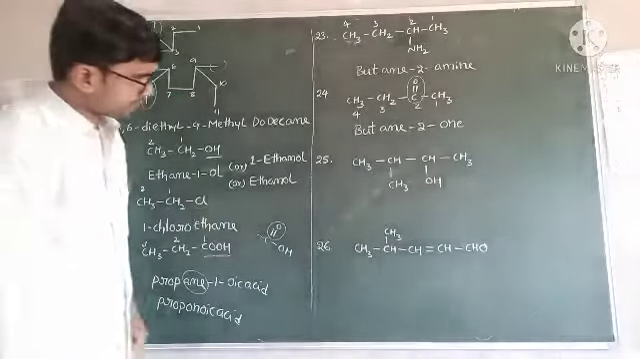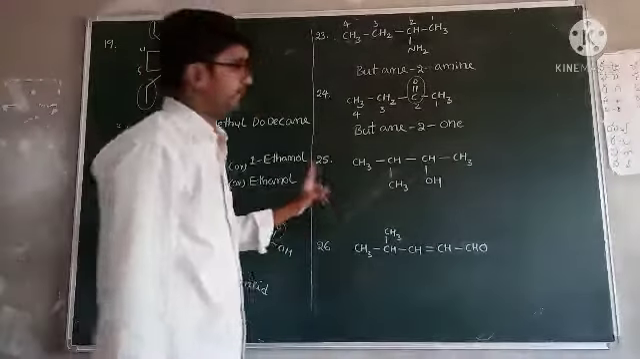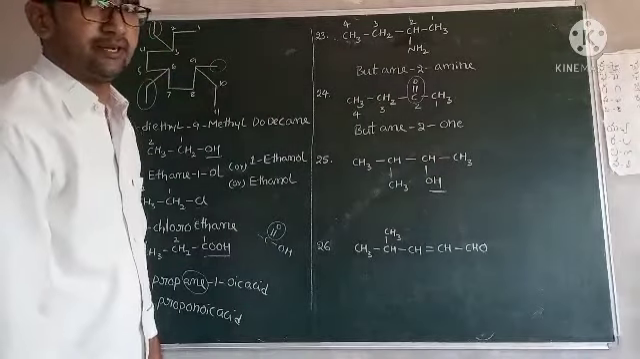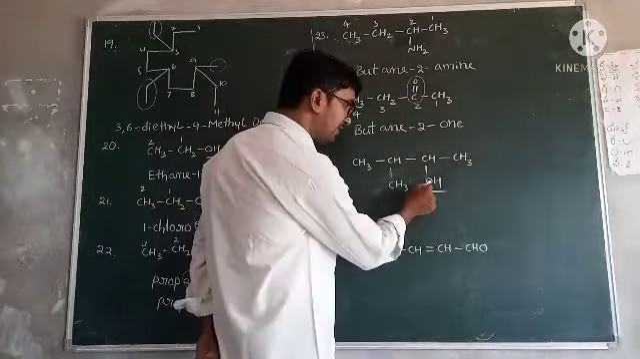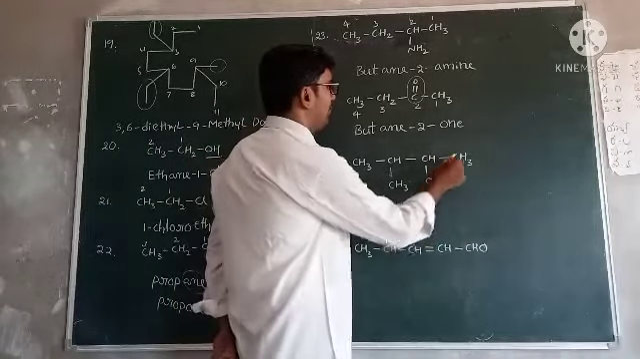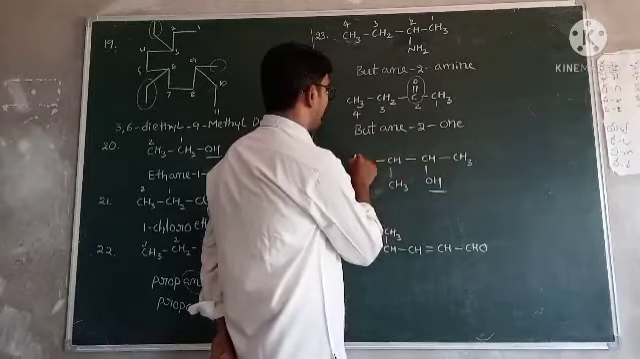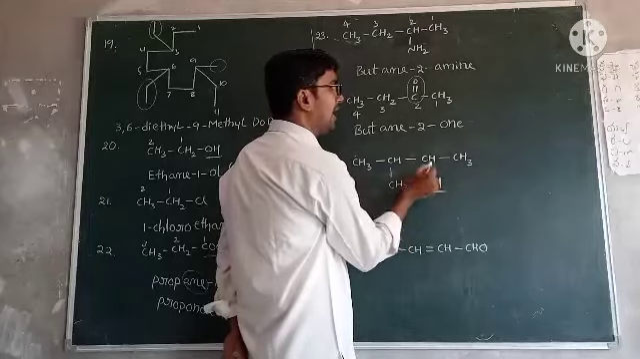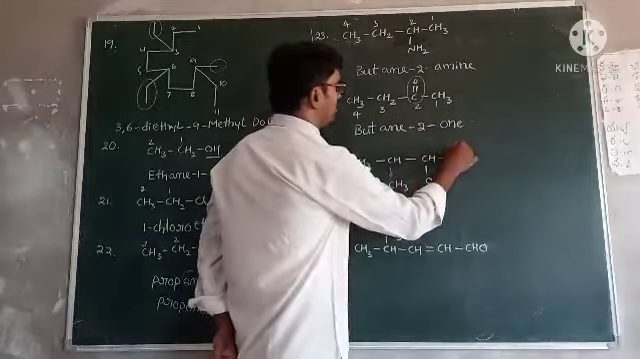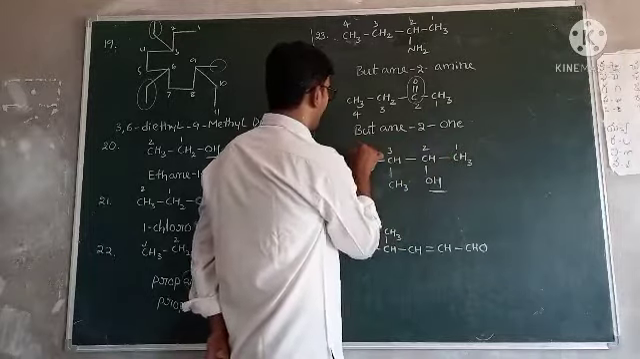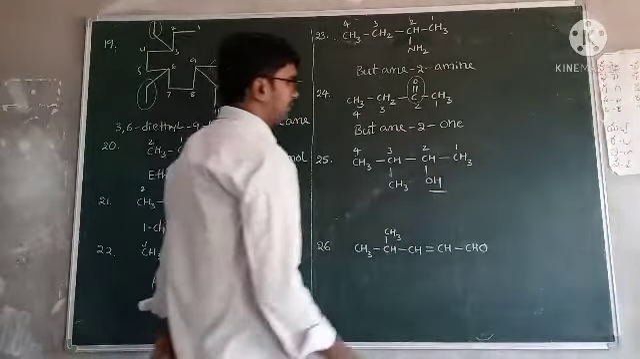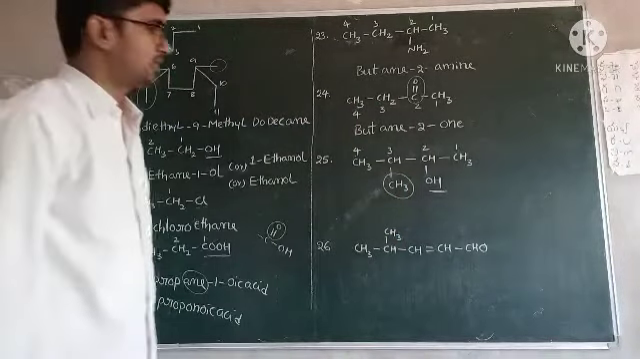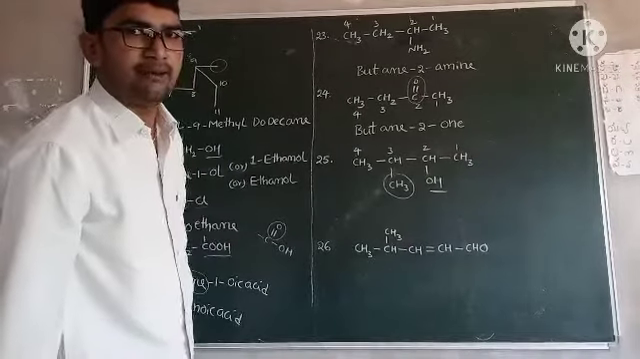Next, the 25th one. In this compound, is there any functional group? Yes, one functional group is present, that is OH. Alcohol is present. Based on this one, give the numbering. From this side, 1, 2, second place. From this side, 1, 2, 3, third place. So give the numbering from that side, because we use the lowest number for the functional group attached carbon. So 1, 2, 3, 4. Also one substitution is present.